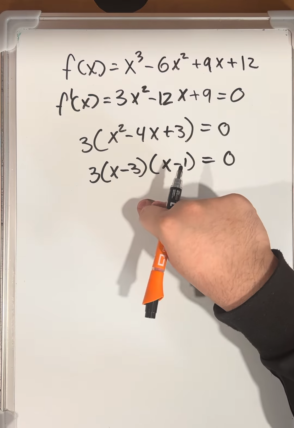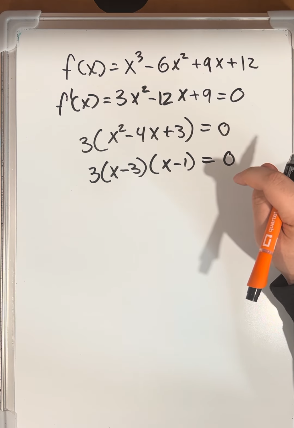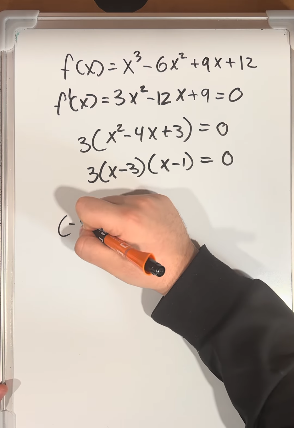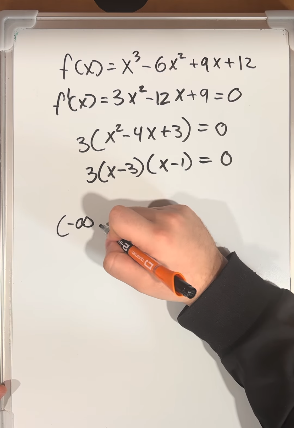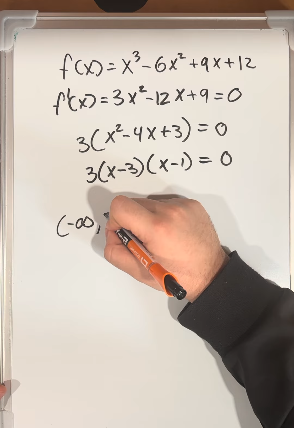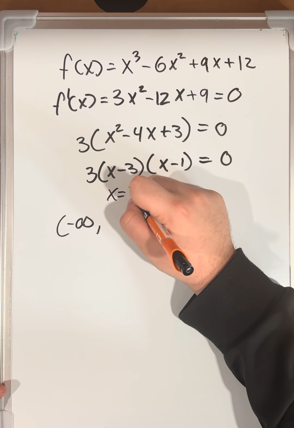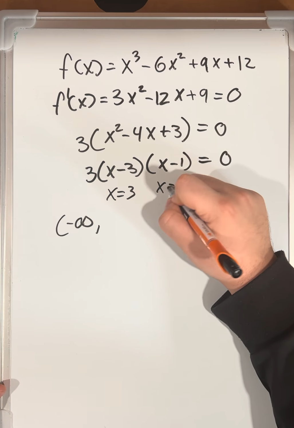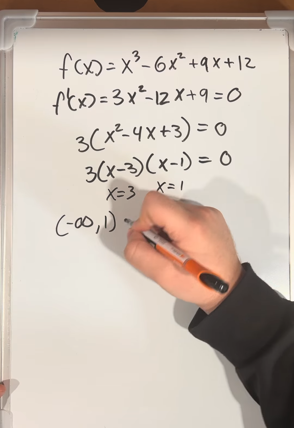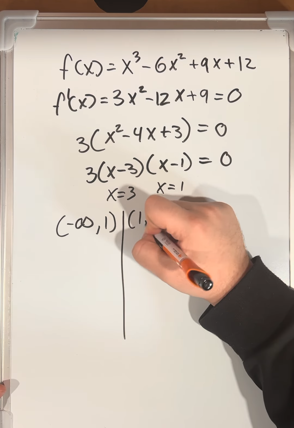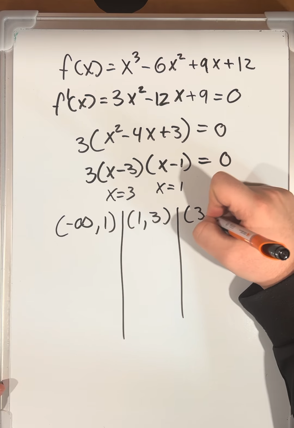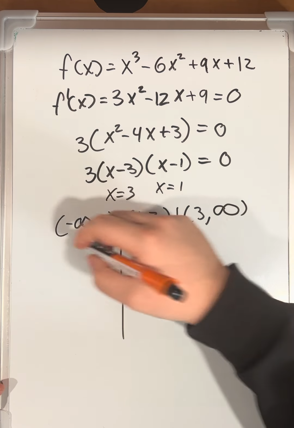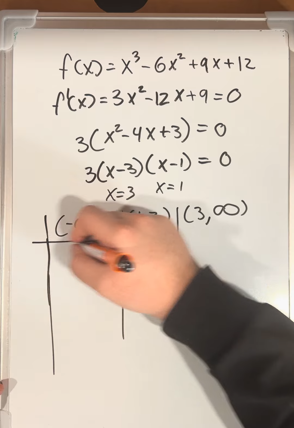Let's write down our intervals of x. So, the intervals are going to be negative infinity to, right? I mean, this is 0 when x equals 3, and this is 0 when x equals 1. So this is going to be to 1, 1 to 3, and 3 to infinity. Okay, wonderful. Beautiful.